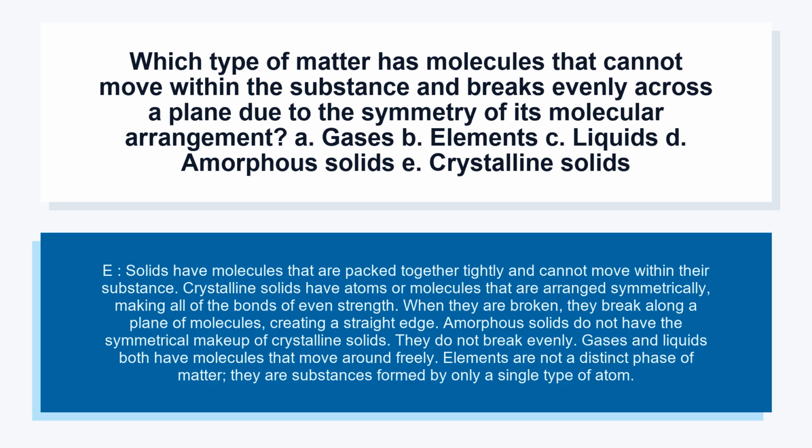E. Solids have molecules that are packed together tightly and cannot move within their substance. Crystalline solids have atoms or molecules that are arranged symmetrically, making all of the bonds of even strength. When they are broken, they break along a plane of molecules, creating a straight edge. Amorphous solids do not have the symmetrical makeup of crystalline solids. They do not break evenly. Gases and liquids both have molecules that move around freely.